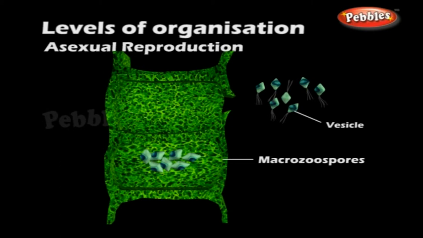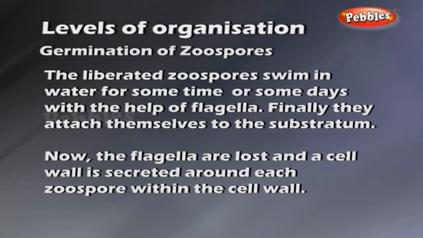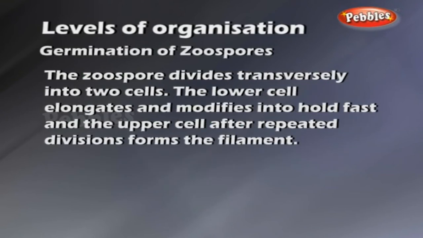Germination of zoospores. The liberated zoospores swim in water for some time or some days with the help of flagella. Finally, they attach themselves to the substratum. Now the flagella are lost and a cell wall is secreted around each zoospore. Within the cell wall, the zoospore divides transversely into two cells. The lower cell elongates and modifies into a holdfast, and the upper cell, after repeated divisions, forms the filament.